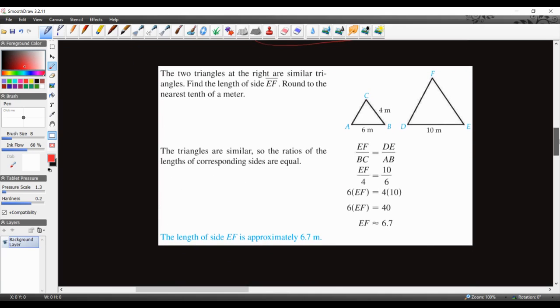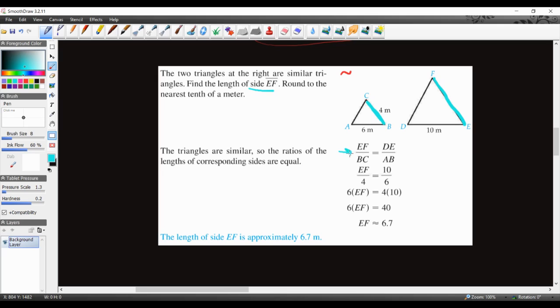A lot of this is reviewed from geometry classes, so we're just going to go through examples that are already done for us. It says the two triangles at the right are similar triangles, so we know that they are similar. Find the length of side EF. Round to the nearest tenth of a meter. So we're looking for side EF, which would be this piece right here. Since we know that they're similar, that means that we can match up some of the sides. So EF matches up with this piece right here, CB or BC. They went ahead and did BC.